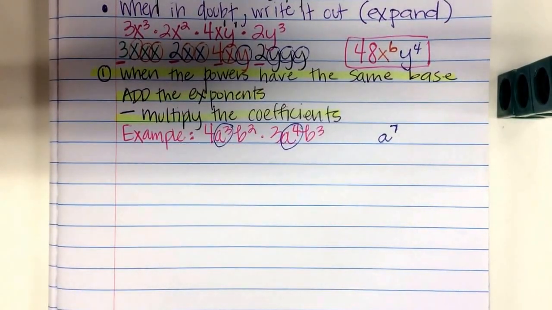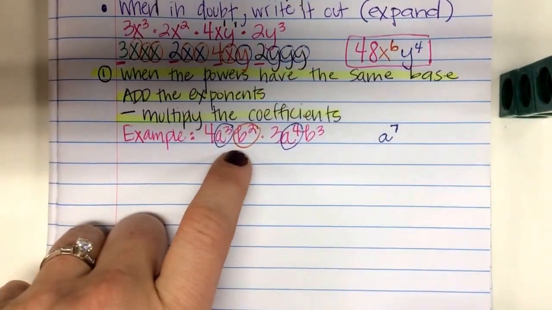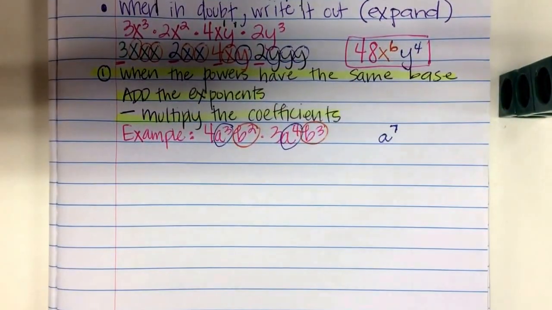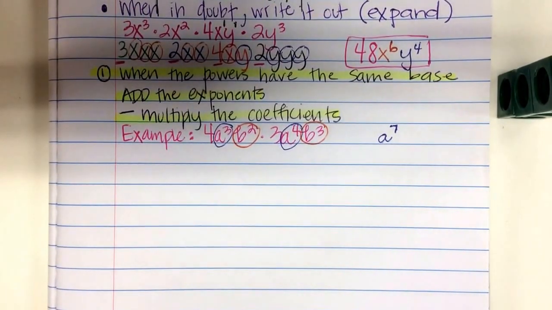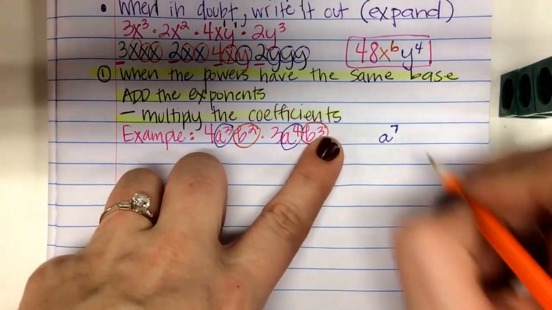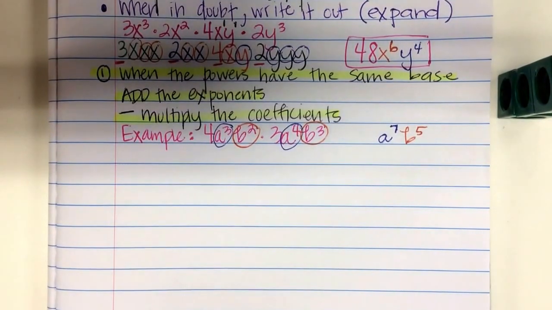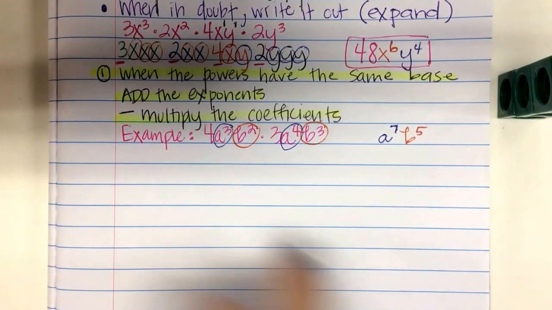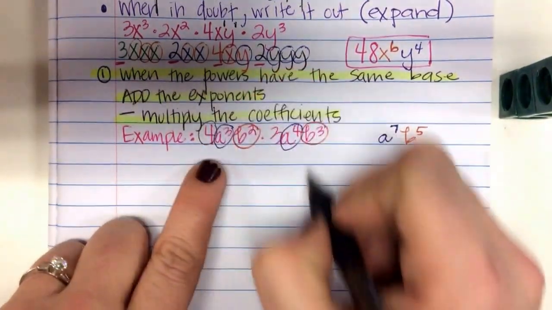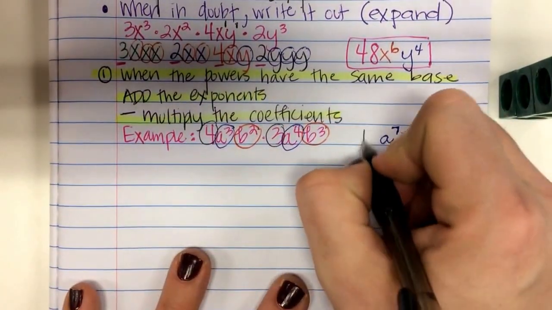What else can go together? Isaac? The b's. B squared goes with b to the third. Add your exponents. 2 plus 3 is 5. Anything else? 4 times 3. Multiply the coefficients. 4 times 3 is 12. There's your answer.